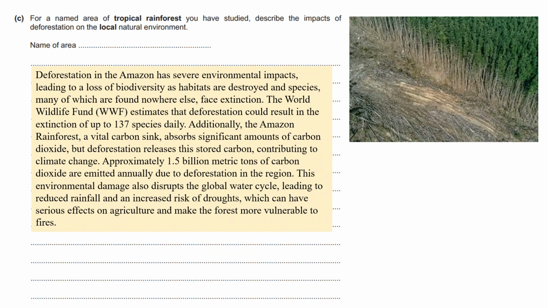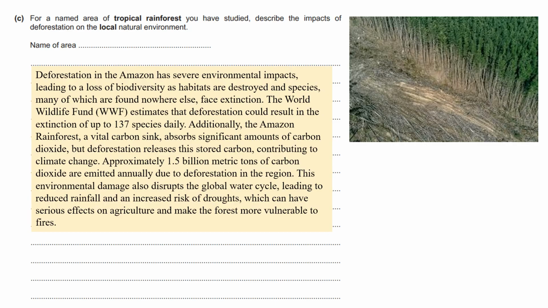Now, here I use the Amazon rainforest. So this statement here will give you your full mark. Now, deforestation in the Amazon has several environmental impacts, leading to loss of biodiversity. That's one. As habitats are destroyed and species are being destroyed, many of which are found nowhere else, they normally face extinction. That will give me 2 marks: extinction and loss of biodiversity.